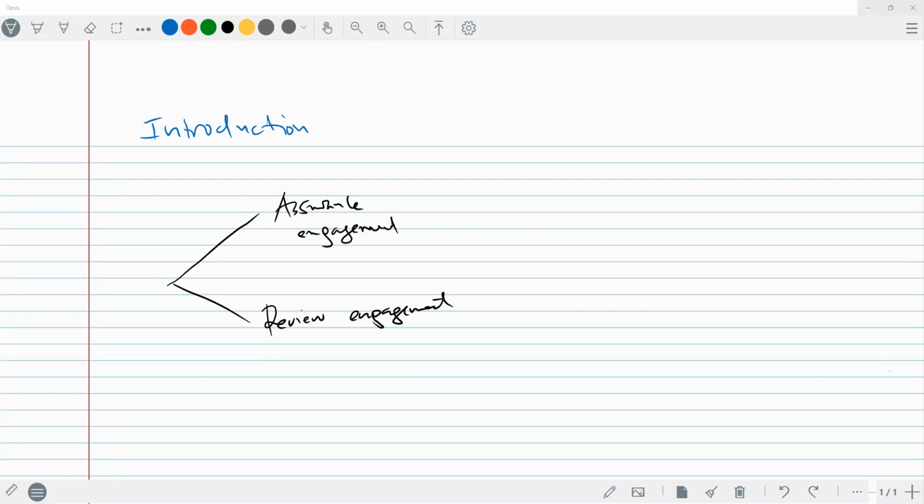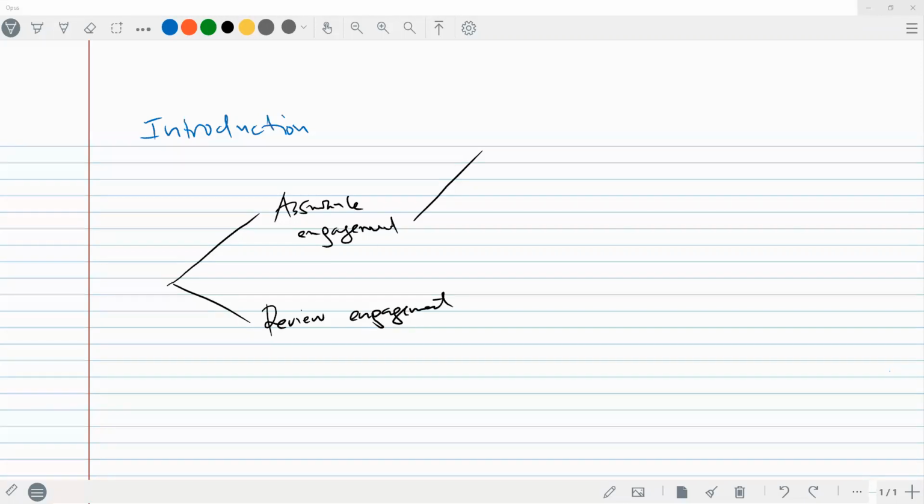Just a quick recap of those 5 criteria we discussed. We say that an engagement is going to be deemed to be an assurance engagement if it has those 5 criteria. And I think we gave a mnemonic for it. Hope you remember.